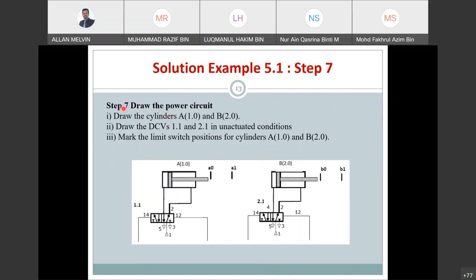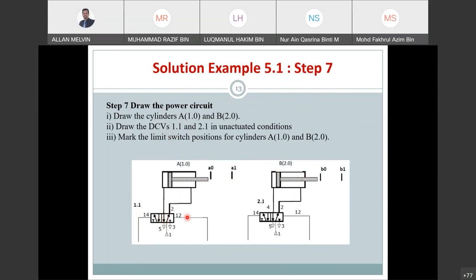Okay. So, step 7. Draw the power circuit. After you have settled that, then you start drawing. Okay, draw the cylinders first. This application has two cylinders. Cylinder A, the 1.0 is not needed. Okay, cylinder A and cylinder B.